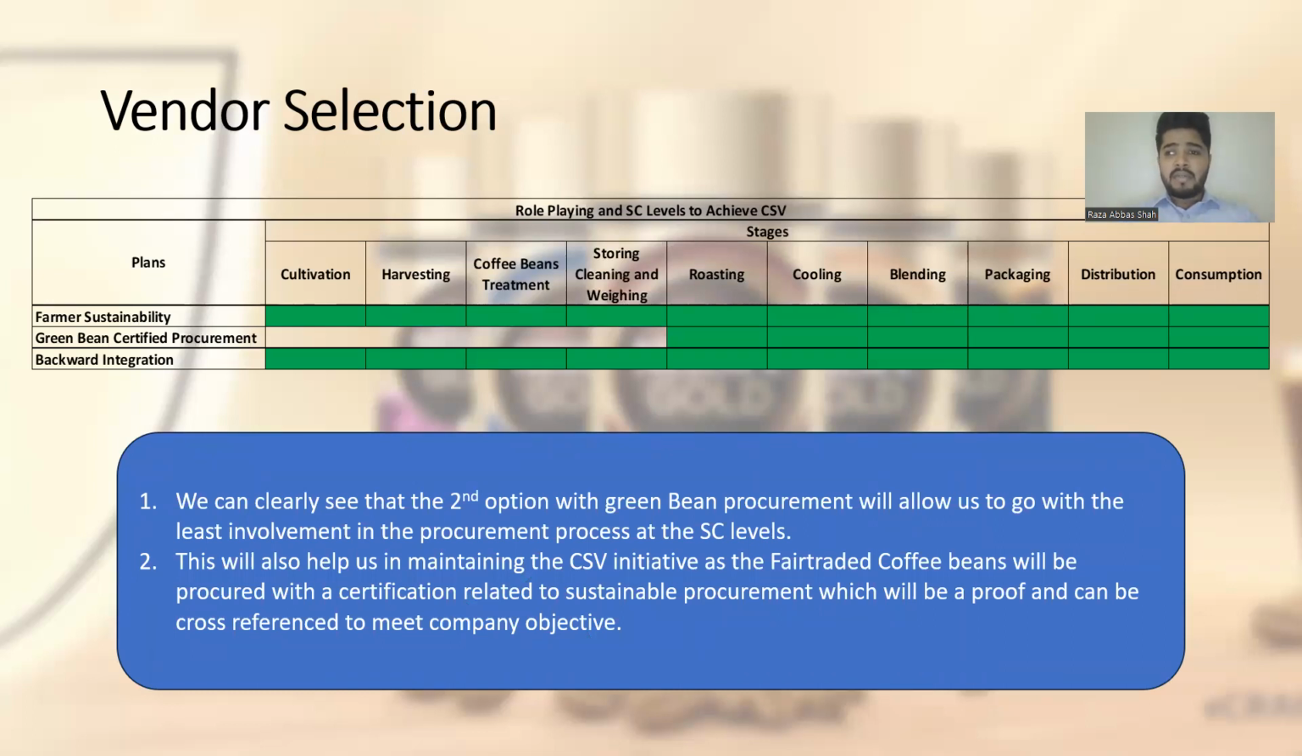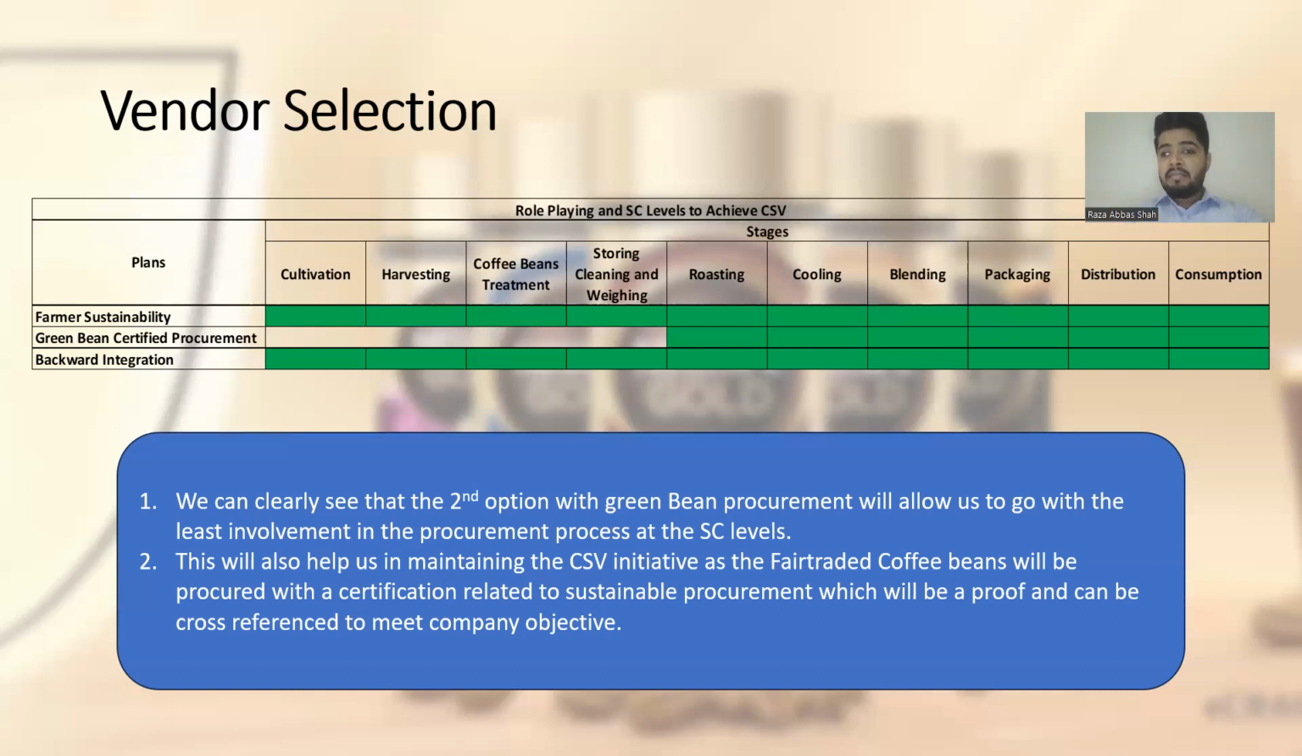In the vendor selection criteria, you can clearly see there is a table at the top, which says role playing and SC leads levels to achieve CSV. What is role playing? What is SC? SC means supply chain. Role playing refers to the supply chain's main actions which are being done, and this is from the case. Obviously, there are a number of more processes as well. There are 32 processes only on the farming side. So the cultivation, harvesting, coffee bean treatment, storing, cleaning, weighing, roasting, cooling, blending again, packaging, distribution, consumption. It involves several more steps, probably 100 more steps. But these are just the highlights.